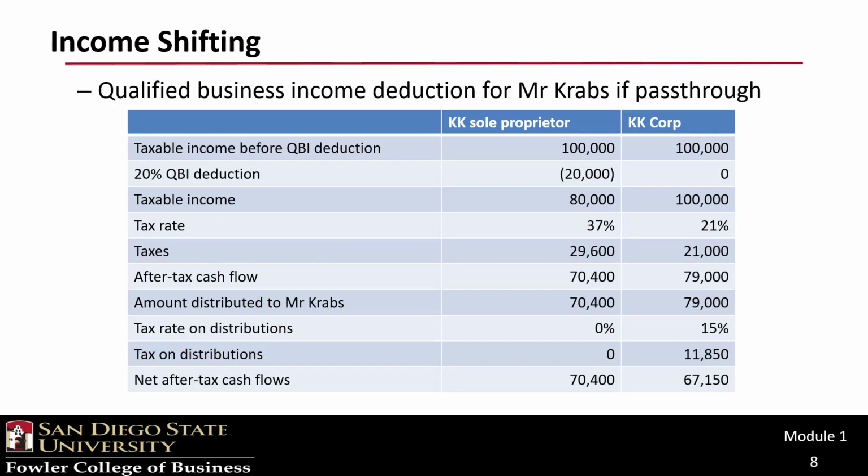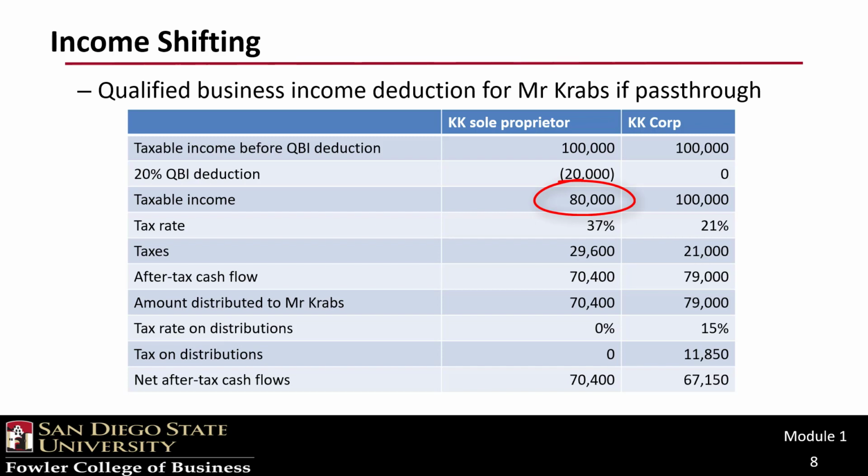However, in 2018, they invoked the qualified business income deduction for pass-throughs, and a sole proprietorship is in fact a pass-through. And so what happens is, under the QBI deduction, and don't worry, we're going to cover the QBI deduction, we'll get there. Under the QBI deduction, 20% of the taxable income is eligible for a deduction, which means that as a sole proprietorship, Mr. Krabs' income is only $80,000.